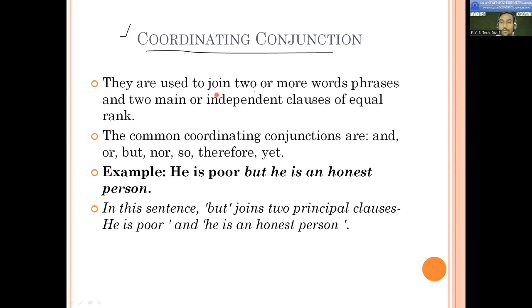So they are used to join two or more, here you can give a comma, words, or it can be phrases, and two main or independent clauses. I just told you we can write them separately. We can write both sentences separately, and in terms of meaning they don't depend on each other, they are independent. Clauses of equal rank, equal in terms of meaning. The common coordinating conjunctions are, so which are the common coordinating conjunctions? We'll see examples. And, you can join so many sentences with and. Or, but, nor, so, therefore, yet. Okay, so we will go for examples.